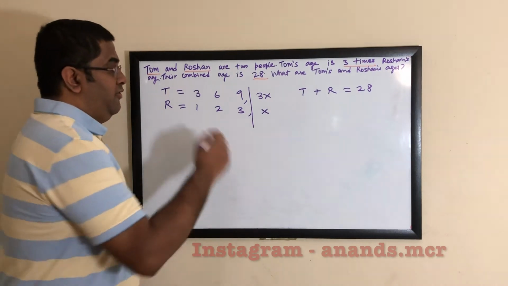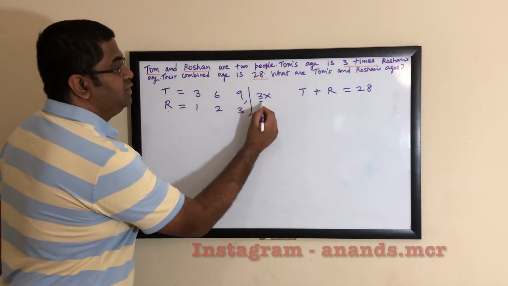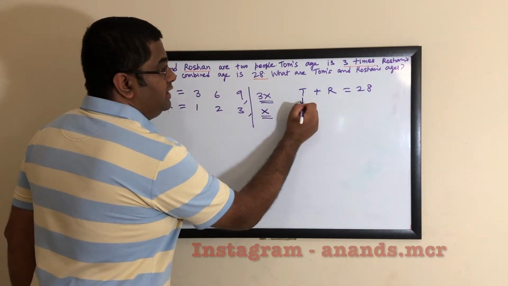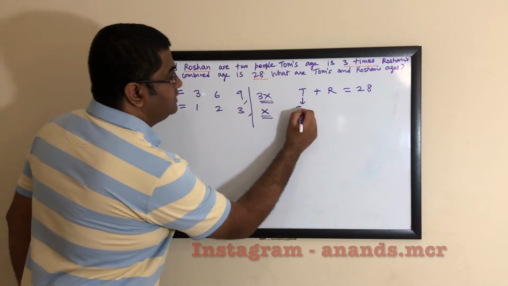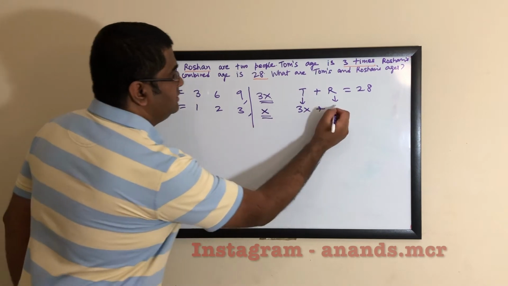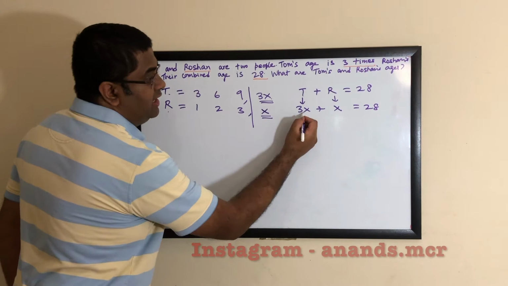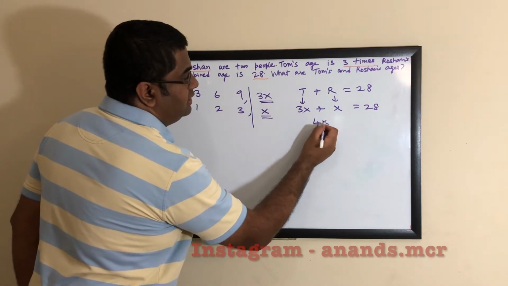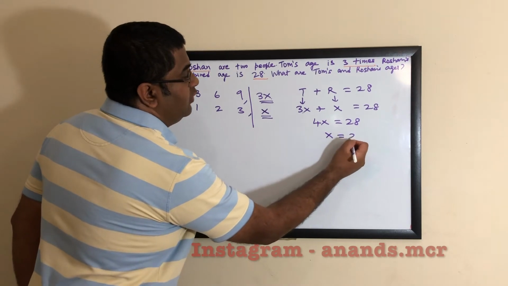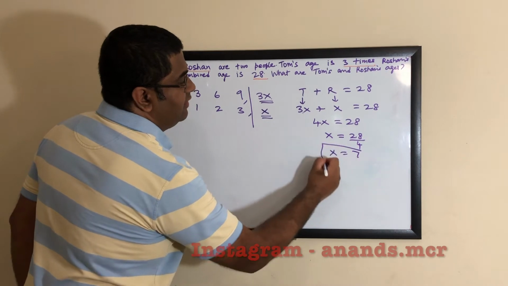Now, from this, what we have assumed is Roshan's age to be x and Tom's age to be 3x. So let's substitute the values here, or variables. So Tom's age we know is 3x and Roshan's age is x, which is equal to 28. Now let us add these variables. 3x plus x is 4x, which is equal to 28. So x is 28 divided by 4. So x is equal to 7.